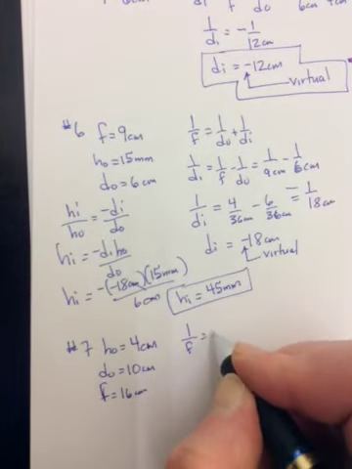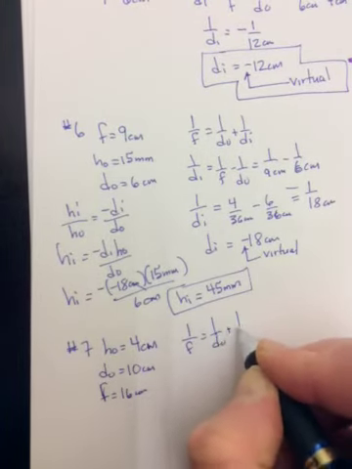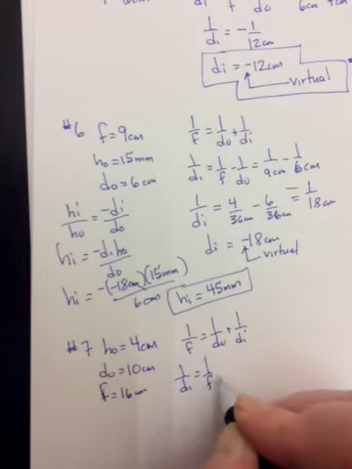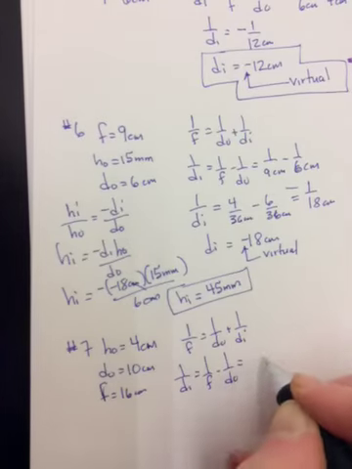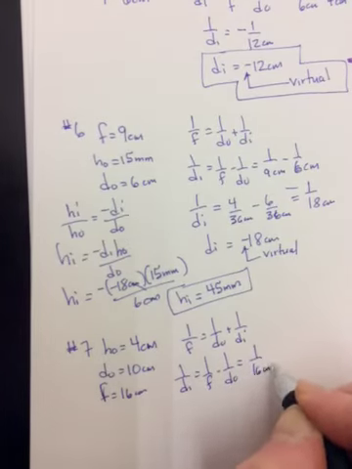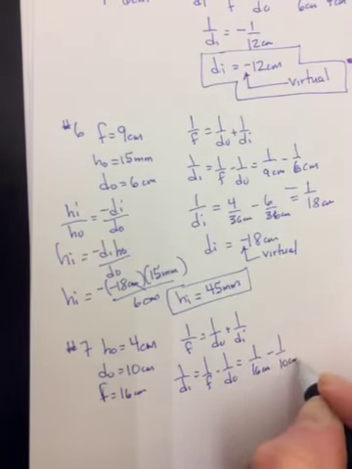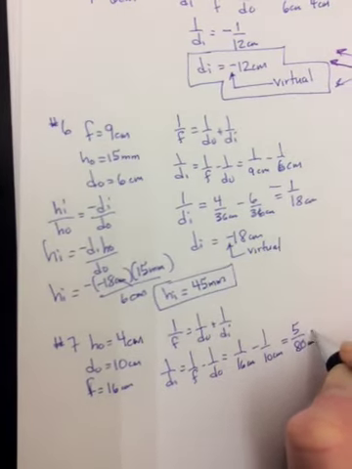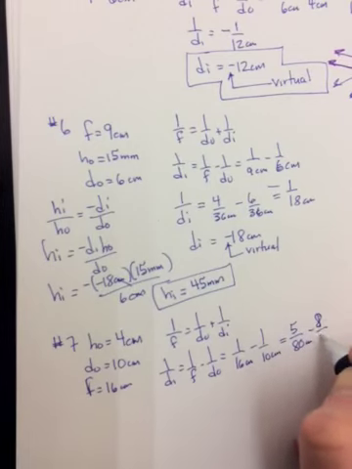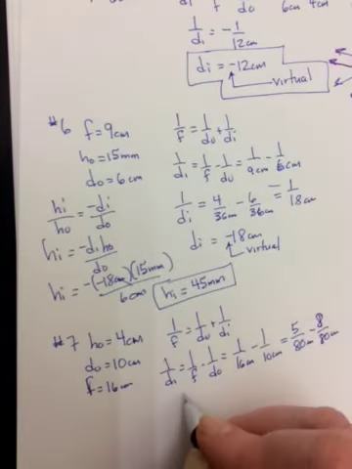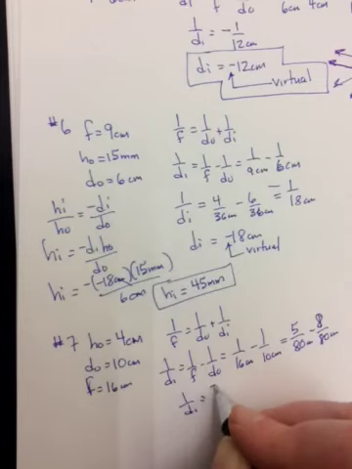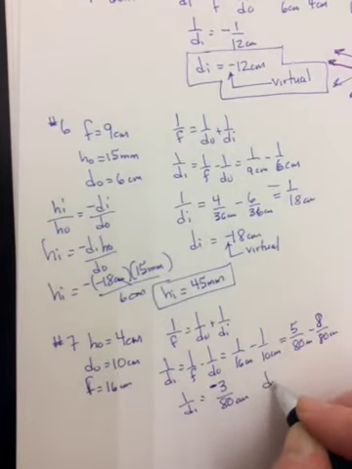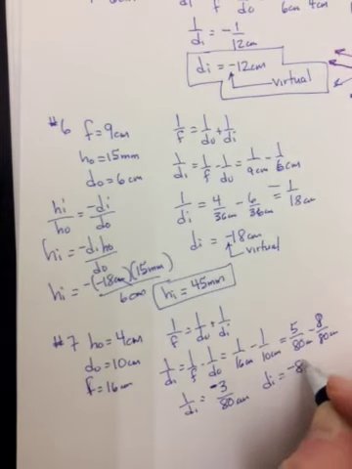1 over f is equal to 1 over do plus 1 over di. So 1 over di is equal to 1 over f minus 1 over do, 1 over 16 minus 1 over 10. Common denominator is 80. 5 over 80 minus 8 over 80. 1 over di equals negative 3 over 80. So di equals negative 80 over 3.